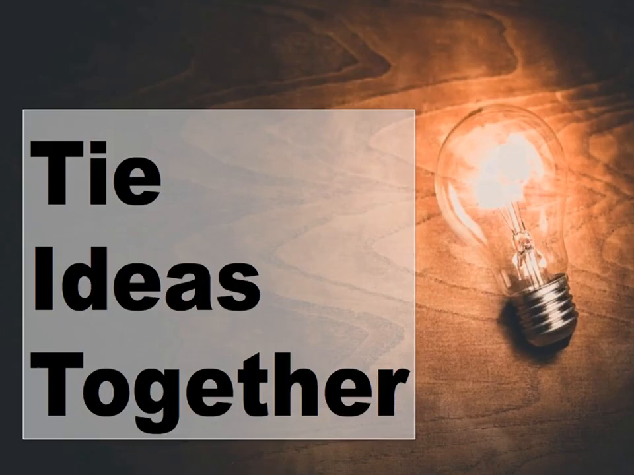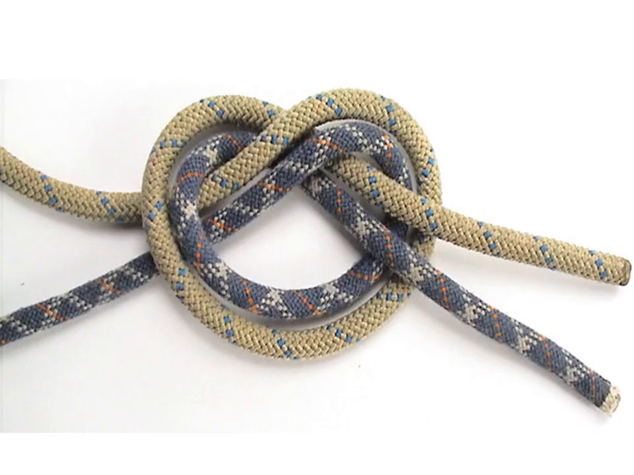So the last P is tie ideas together. Tying ideas together is about consolidating information in long-term memory. It's about making it concrete and keeping it there over the long term. And we can do that in a couple of different ways. One way is through something called spaced repetition. Spaced repetition is about thinking about how we initially teach a topic, and then how we review that topic moving forward in time.